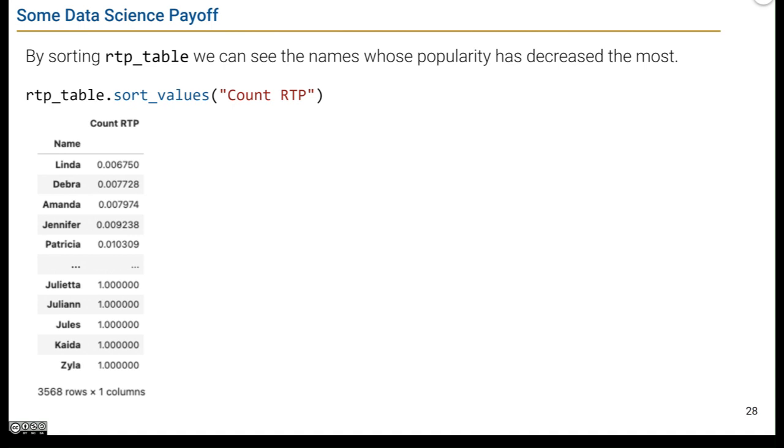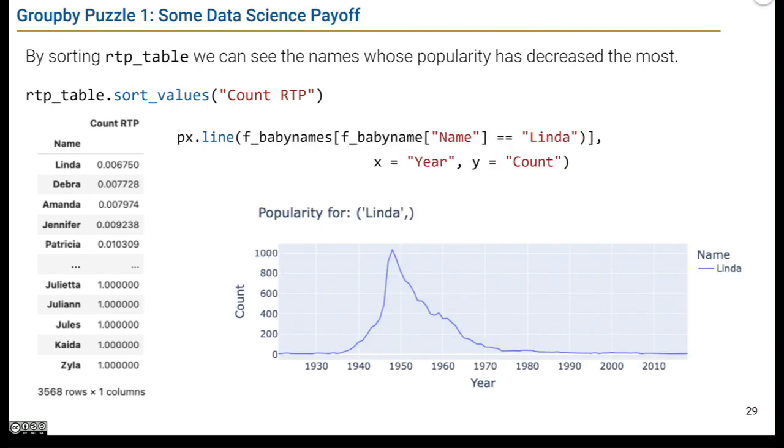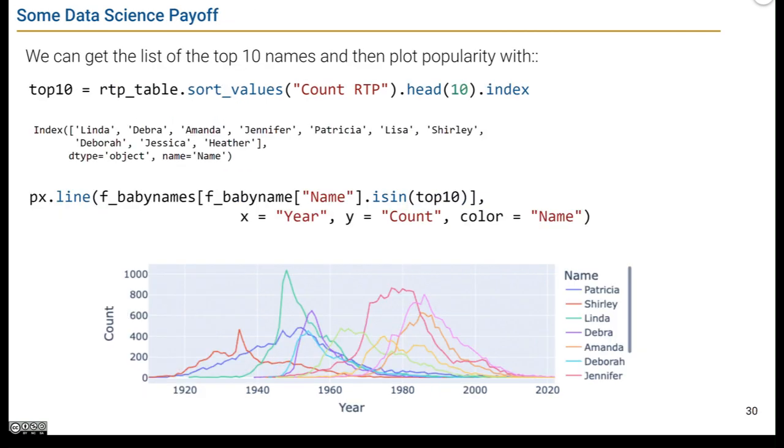Okay, so now let's sort, and now we can see, aha, looks like Linda fell the most in popularity, followed by Deborah, then Amanda, then Jennifer. Oh, so Jennifer was one of my lowest ones. I'm plotting Linda, and we can see, yeah, Linda had a pretty steep drop off here. And I can actually plot the top 10 names that fell in popularity.